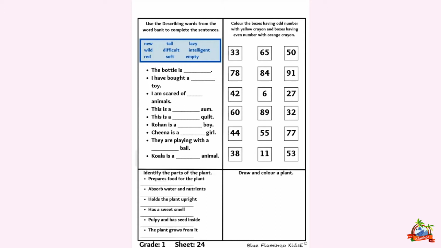The first sentence is: The bottle is empty. E M P T Y. Empty means khali. The bottle is empty. Okay? What is written? Empty.